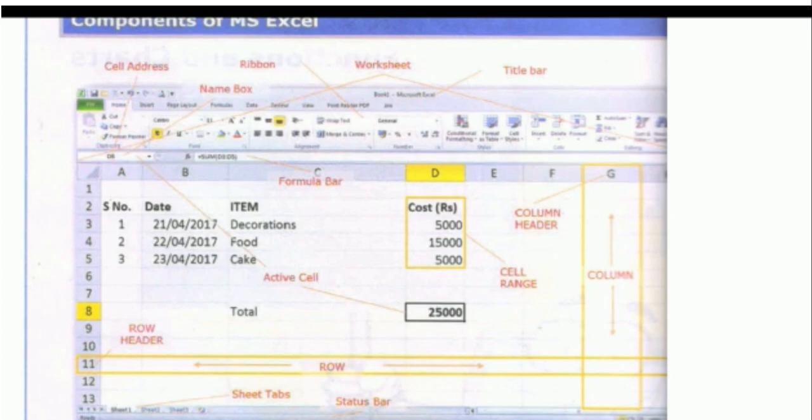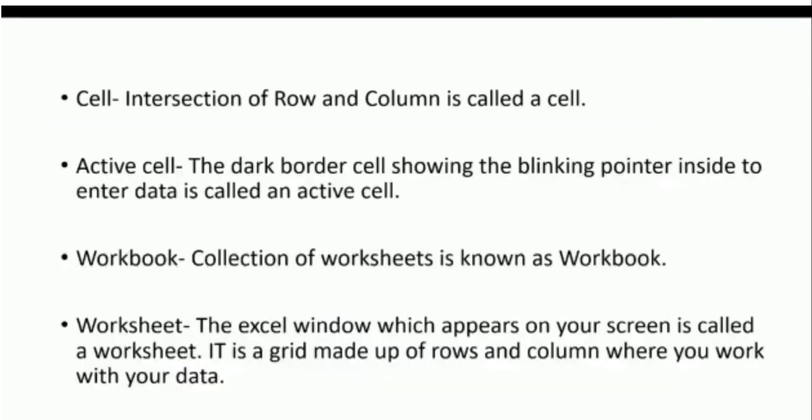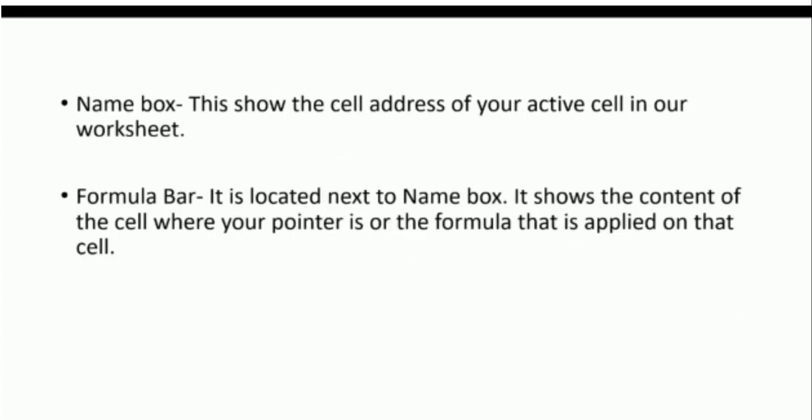Children, at the top, this is the title bar and below the title bar, this is the ribbon. It contains different commands as icons. These are the components of MS Excel: cell, active cell, workbook, worksheet, name box and formula bar. I'll explain them in the next slide.